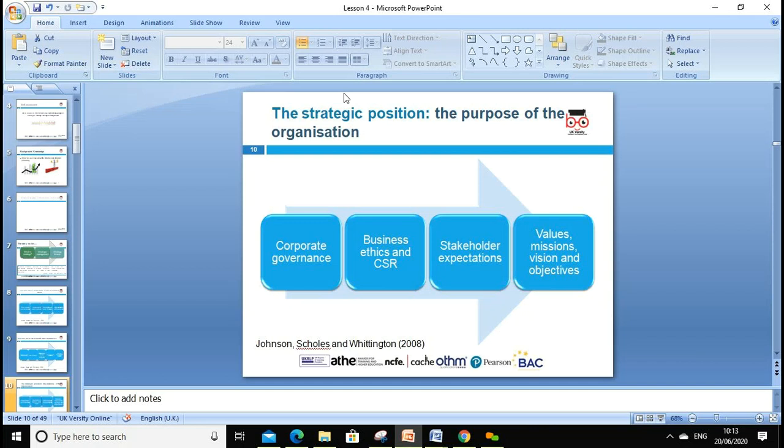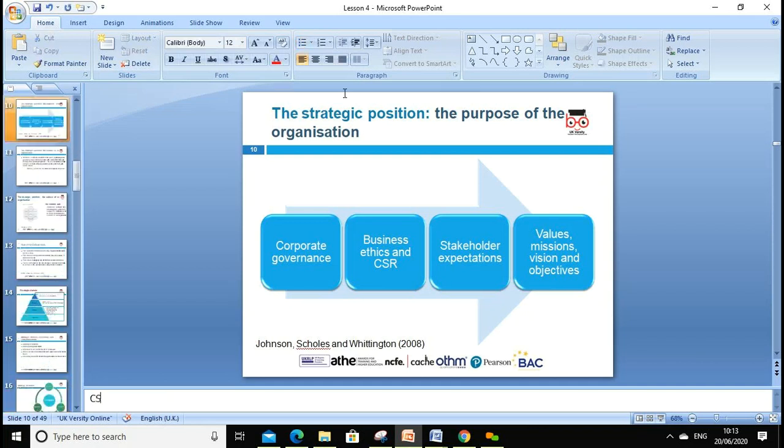Business ethics and CSR. So what is CSR? Corporate social responsibility. Why is it important for change? Can we change without looking at corporate social responsibility? So what comes under CSR first, sir?